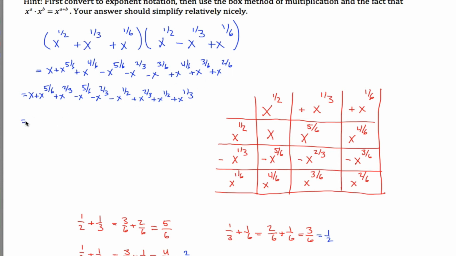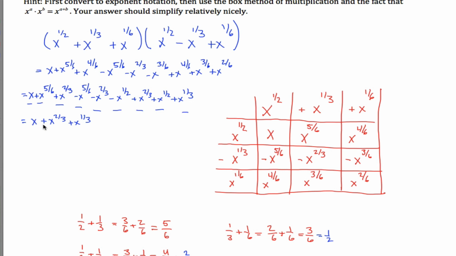Now I'll look and see if I can combine any like terms. Well, here's the x, I have this one. x to the 5/6 and negative x to the 5/6, those just cancel out, that's nice. x to the 2/3 and negative x to the 2/3, those just cancel out, that's nice. x to the 1/2 and negative x to the 1/2, those cancel out, again, nice. So all I'm left with is an x to the 2/3 and an x to the 1/3. So my answer simplifies to this, which is pretty nice. I don't know, I've seen uglier, I guess.